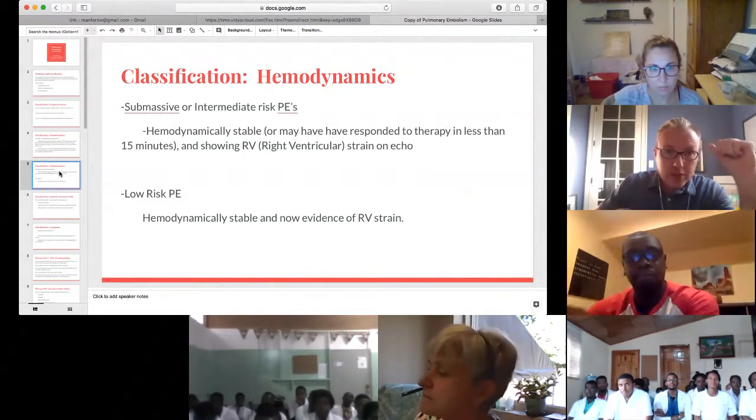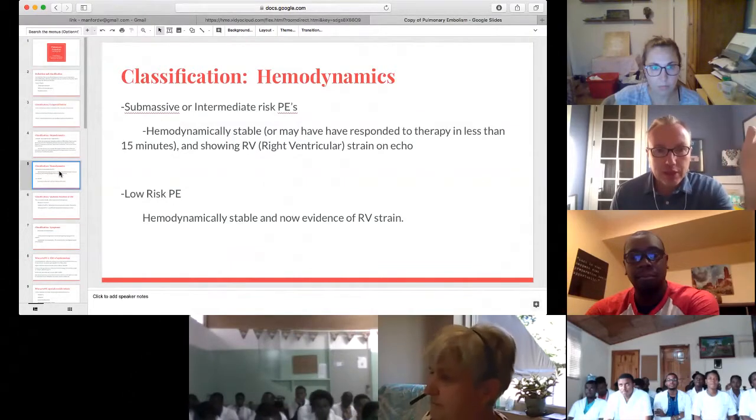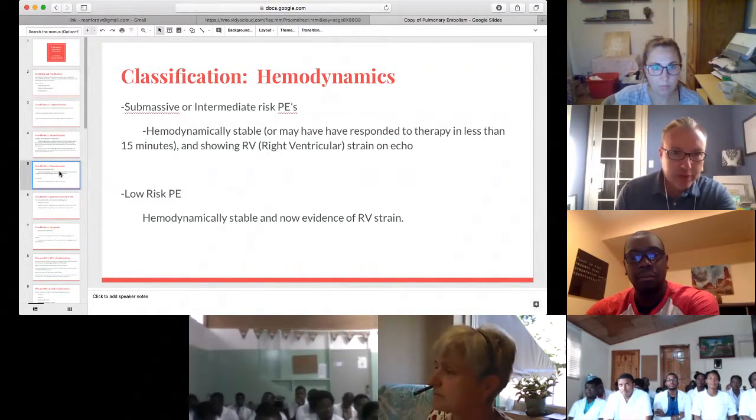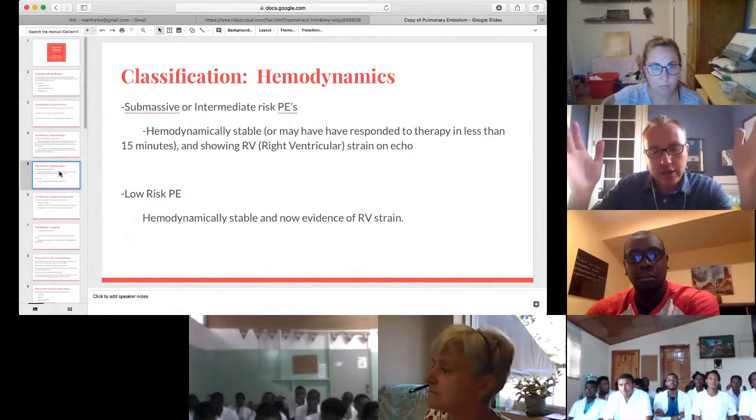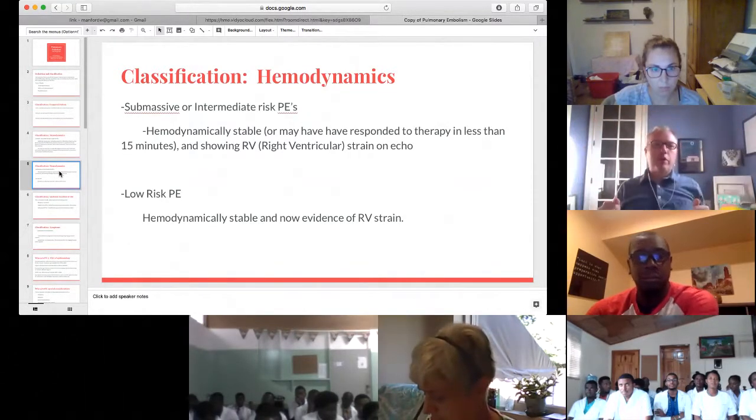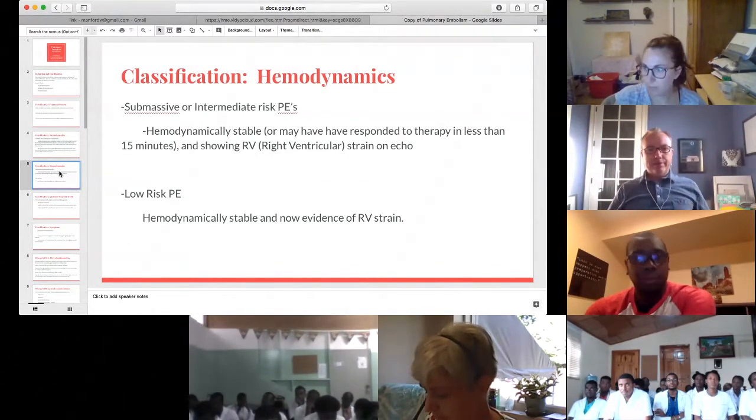So, submassive or intermediate risk PEs. So we talked about massive, and then so the next intermediate part of the pulmonary emboli would be called submassive.